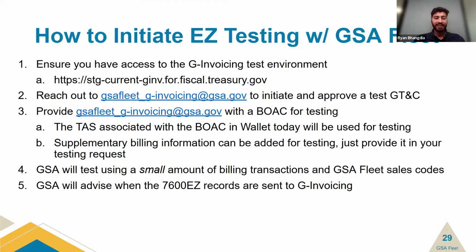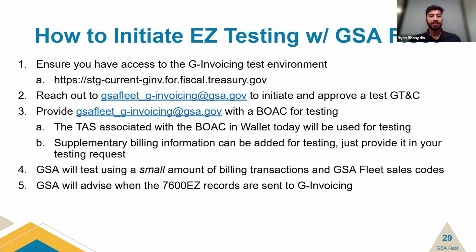And so to say it again, and I will say it again at the end, testing is so important. We want to make sure that this transition is as seamless as possible and that there are no unexpected hiccups that come out once we turn your BOAC on to be G-invoicing ready. So one step that we are eager to move forward with before going into production is testing with your agency in the G-invoicing staging environment.